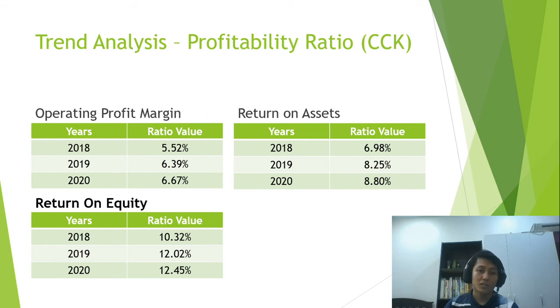Finally, for the last ratio analysis, we have CCK's return on equity for all three consecutive years, which show us a good ratio performance. It shows that the company's return on equity was gradually increasing from 2018 until 2020. In the year 2020, the company had the highest percentage of return on equity, indicating a high return of the company to shareholders.